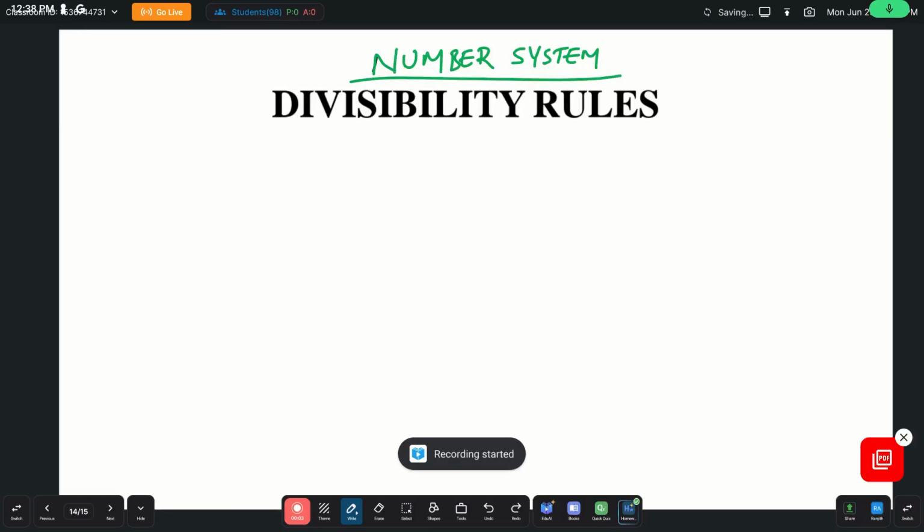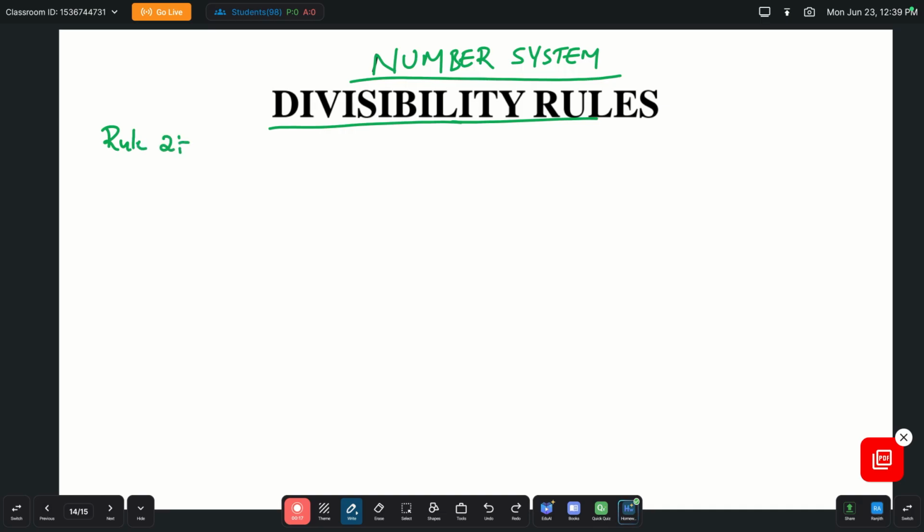Number system, divisibility rules. If I want to divide any number by 2, 3, 4, we need to follow certain rules. What are the basic rules? What is the divisibility rule for 2? If I want to divide any number by 2, what is the basic rule?